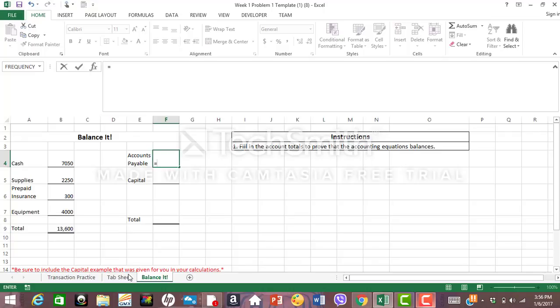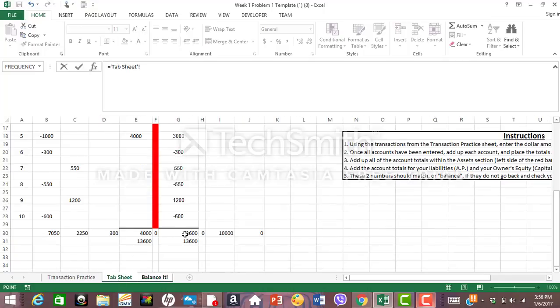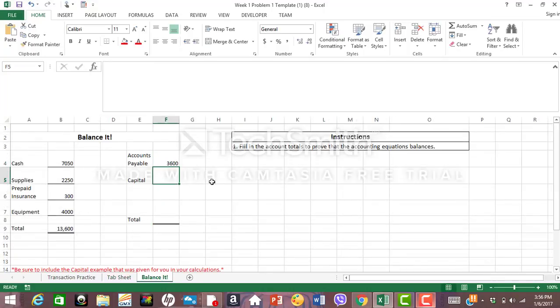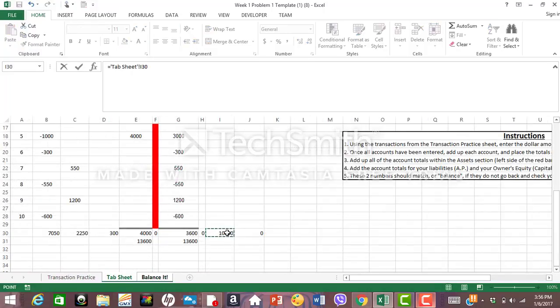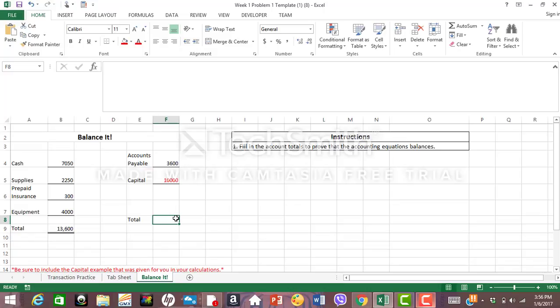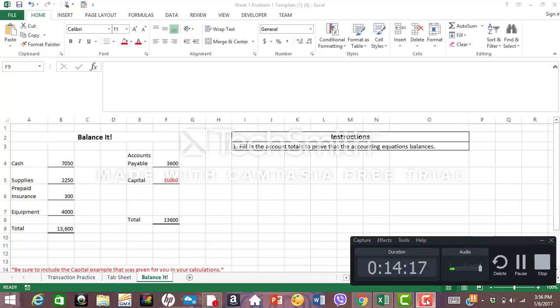And then you have accounts payable, which is 3,600, and then you have capital, which is still 10,000, and your total is the sum of your accounts payable and capital, which is 13,600. That pretty much concludes assignment 1, week 1. If you have any questions, please do not hesitate to contact me.